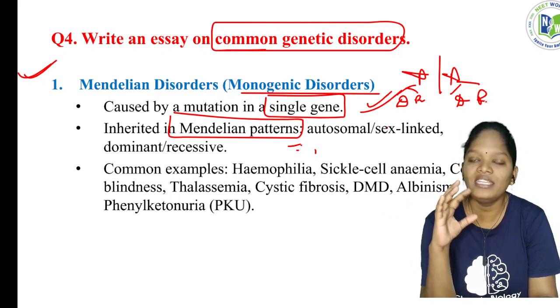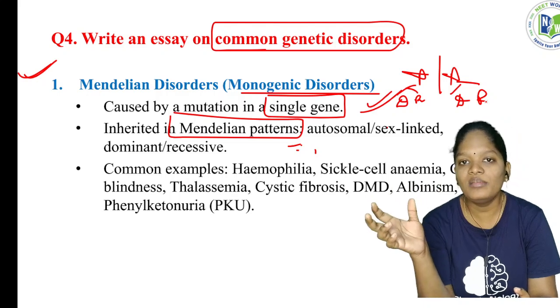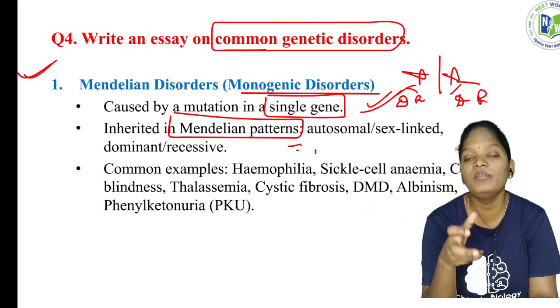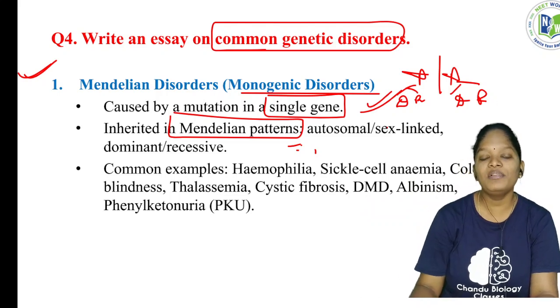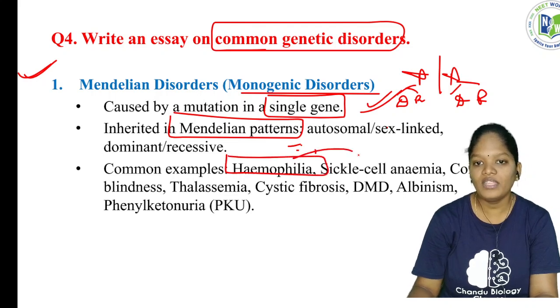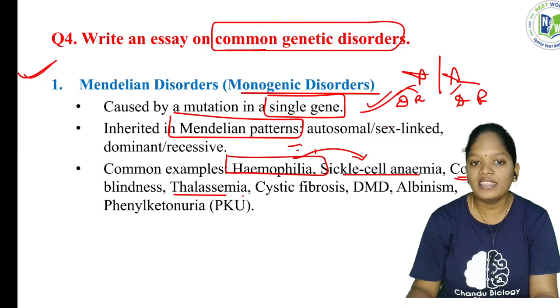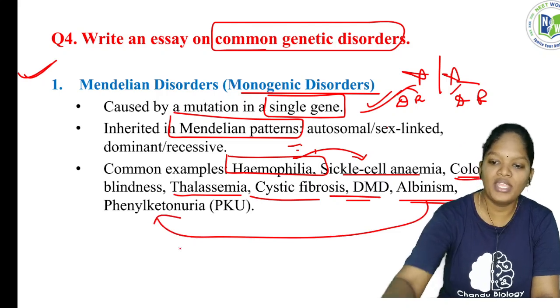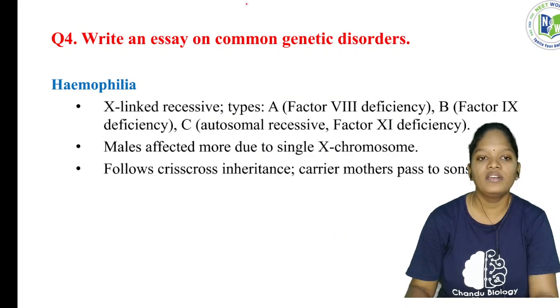Because they are inherited like in monohybrid Mendelian genetics, we call this a Mendelian disorder. Examples of Mendelian disorders are hemophilia, sickle cell anemia, color blindness, thalassemia, cystic fibrosis, DMD, albinism, and phenylketonuria. We are going to explain them once again, one by one.